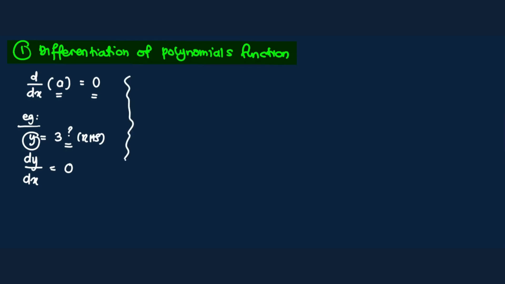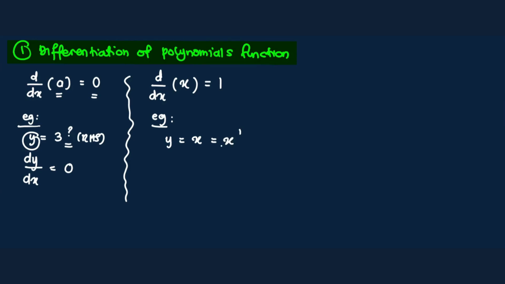Next rules. You differentiate a function x with the power of 1. You will always get constant 1, which is equivalent to 1. Whenever you differentiate only x, you will get 1. For example, you have y equal to x. This means your x is having power 1.